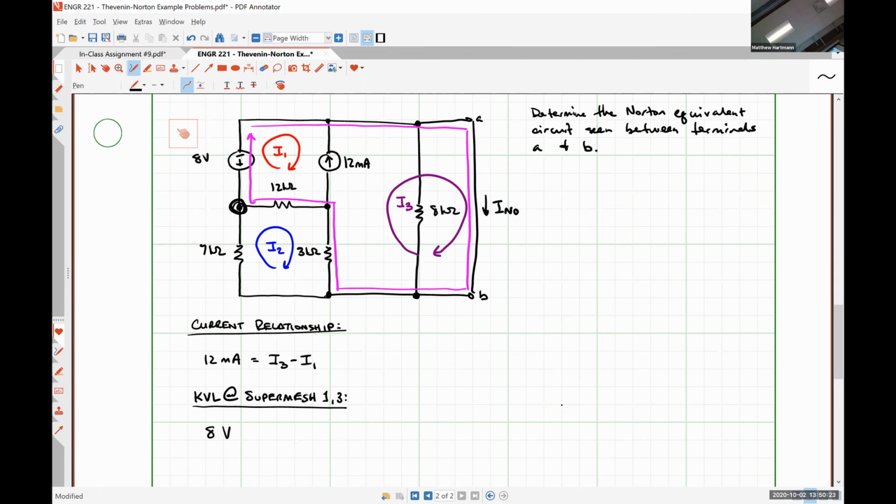So I hear two people kind of whispering. Yes, the 3 kilo ohm resistor.